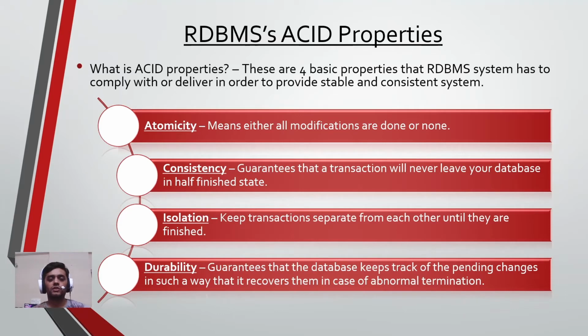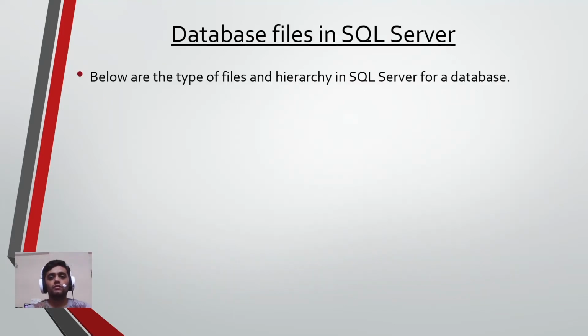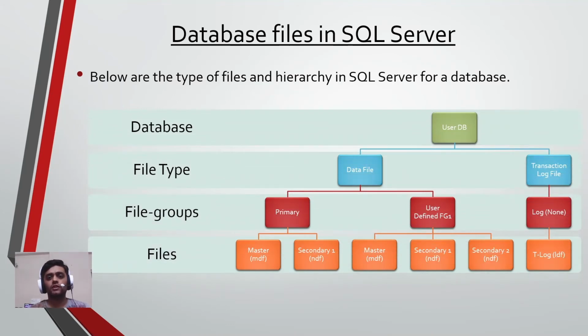And this durability property especially is implemented using something called transaction log files in SQL Server, right? And of course, that hints at our next topic: how many types of files are there in our SQL Server? In SQL Server, there are two major types of files, which are data files and transaction log files. These are arranged into a four-level hierarchy. As you can see, at the top level are your databases, which can be a system database or a user database. Then a user database would have two major files: one is the data file and one is the transaction log file.